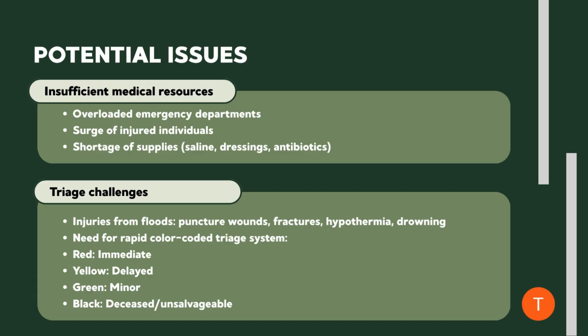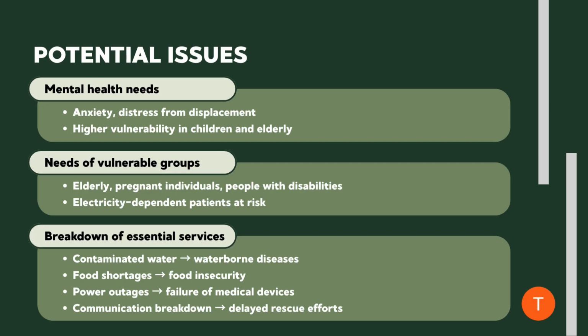The second one, complex triage. Flood injuries are not just one type, they involve drowning, and we must use a rapid color code system like red, yellow, green, and black to prioritize the care. And the third, we can see it as service breakdown briefly. Contaminated water leads to disease and power outages threaten patients who depend on electricity for medical devices.